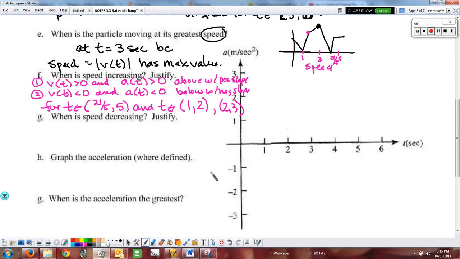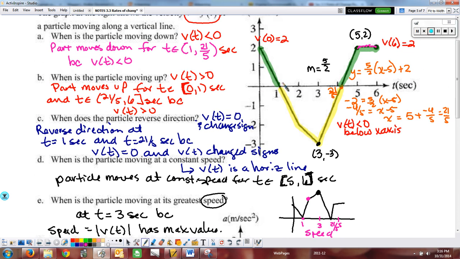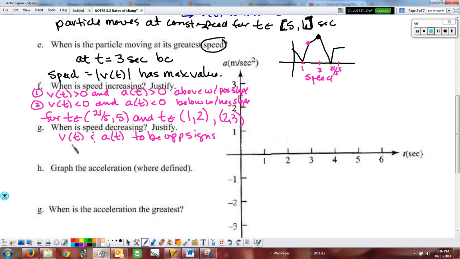Right? Now, when is speed decreasing? Same reasoning. In this one, we want v of t and a of t to be opposite signs. We want them working against each other. So I'm looking for a positive velocity with a negative slope. There you go. Positive velocity, negative slope. So that would be my 0 to 1. 0 to 1 seconds for t in the interval.